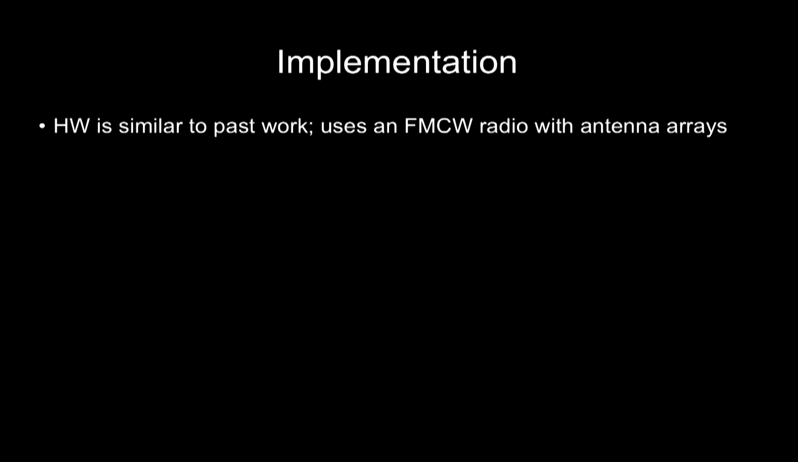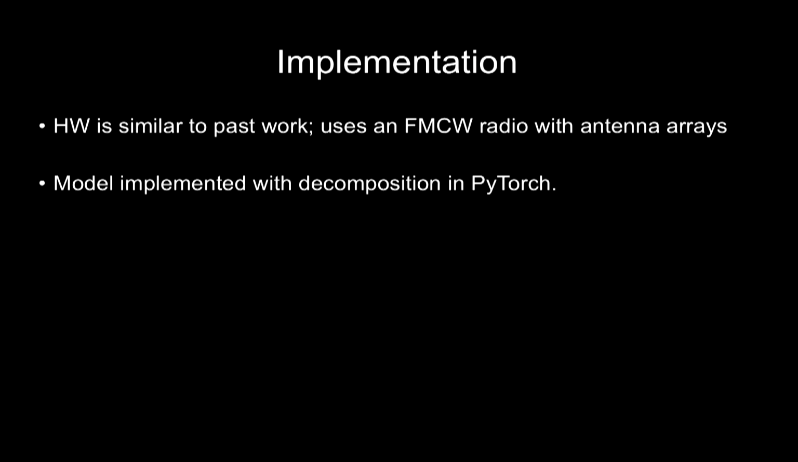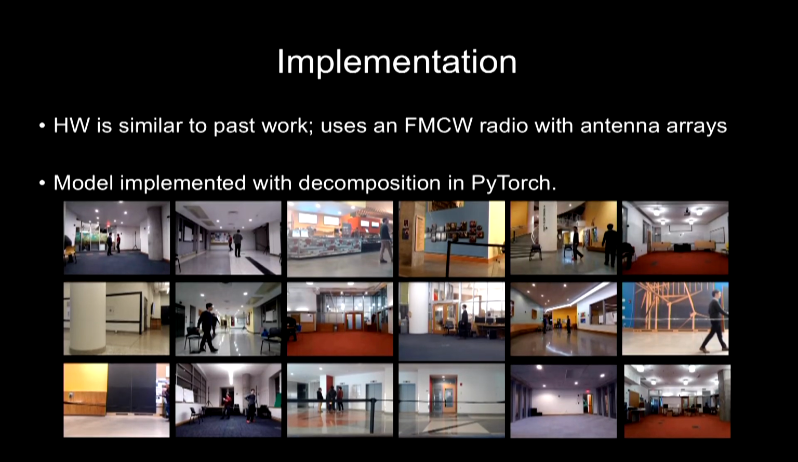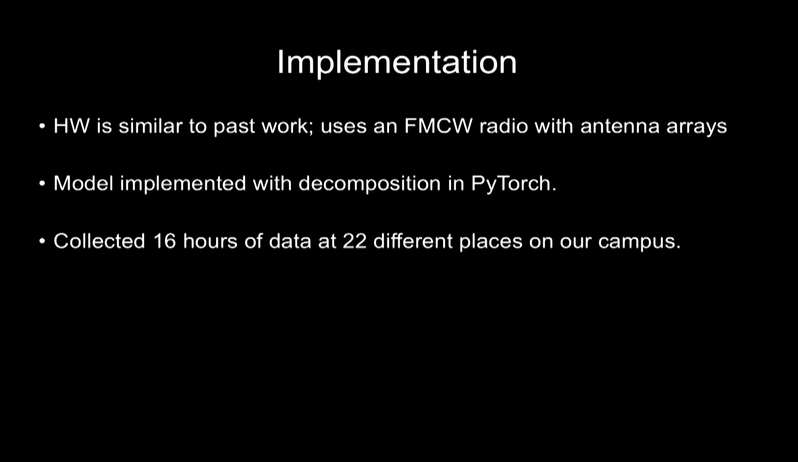Let's first look at how we implement our system. Our hardware is similar to past work on indoor localization. It uses FMCW radio with antenna array. We implement our model and the decomposition, as we discussed, in PyTorch. To train our model, we collected 16 hours of data from 22 different locations around our campus. During the experiment, people were going about their own life without much interference from our side. So we split the data from those 22 locations and used 16 of them for training and the rest 6 for testing. We did this to make sure that our model can generalize to new environments. It takes our model around 2 days to train with 4 GPUs.